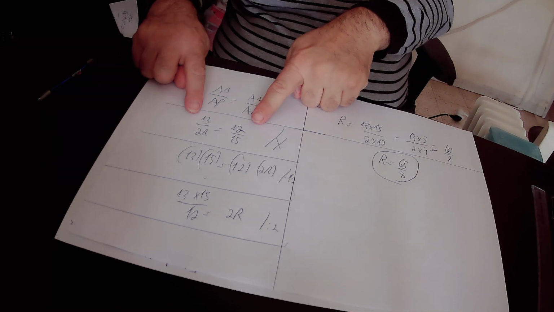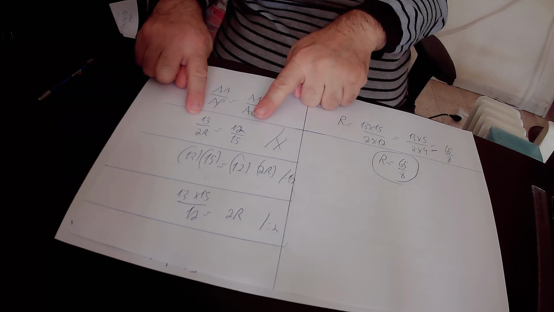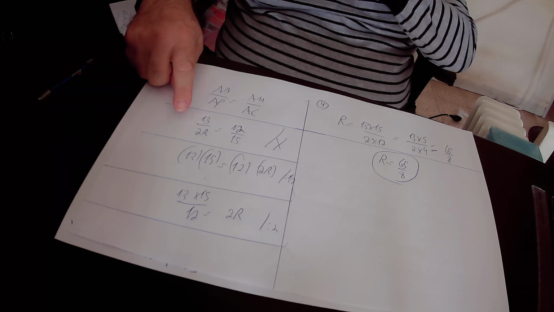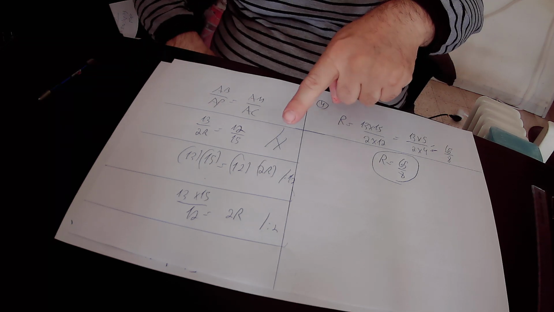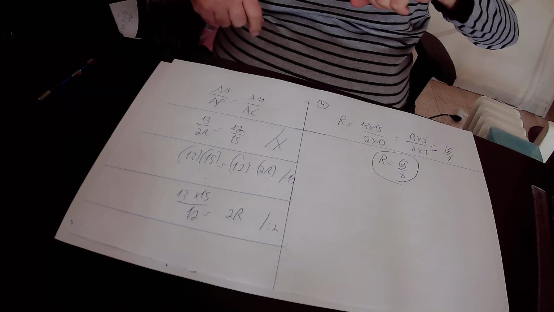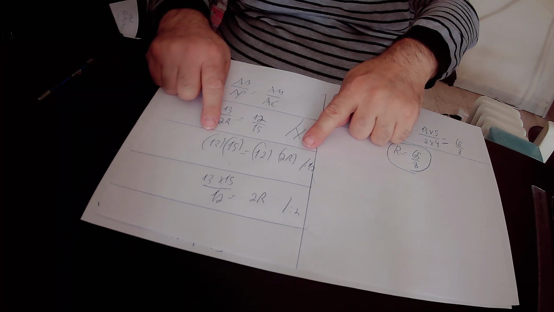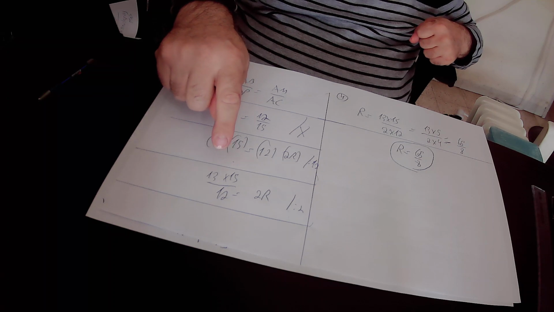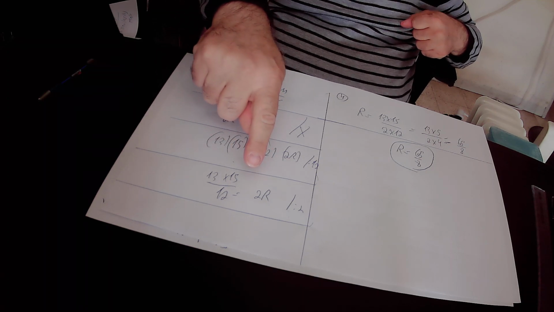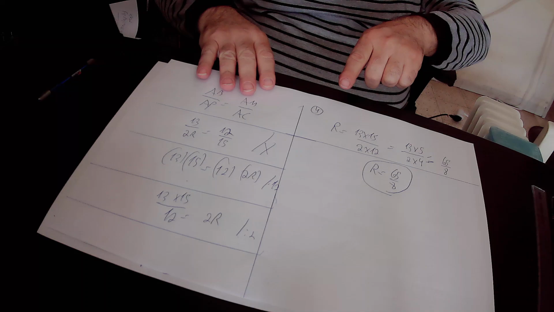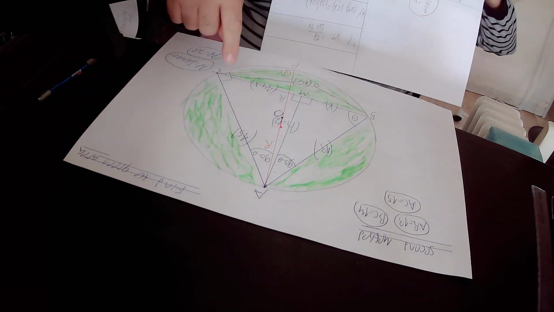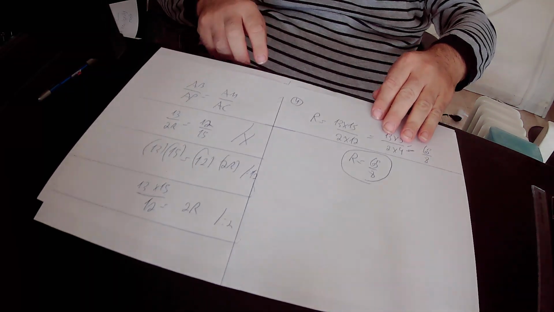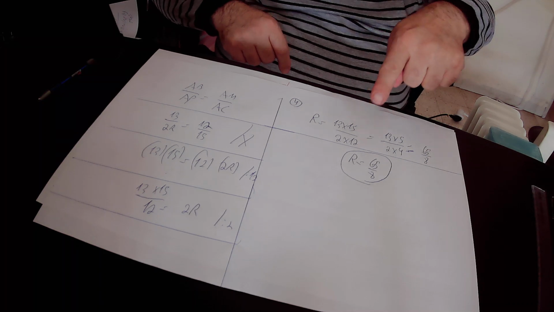Here we cross multiply this equation, and we find that 13 times 15 equals 12 times 2R. Here we divide this equation by 12, and we find that 2R equals 13 times 15 over 12. Here we divide this equation by 2, and finally we find that R, the radius of this circle, capital R, equals 13 times 15 over 2 times 12.